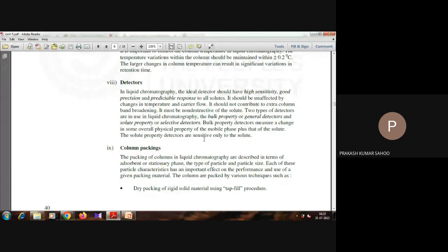Then finally the detector. In LC, the ideal detector should have high sensitivity, good precision, and predictable response to all solutes. It should be unaffected by change in temperature and carrier flow. It should not contribute to extra column band broadening. It must be non-destructive of the solute. Two types of detector are used, depending on the bulk property, or general detector, and solute property, or selective detector.